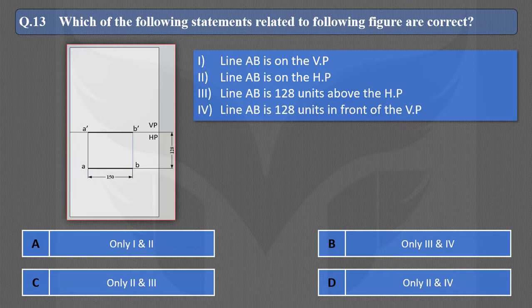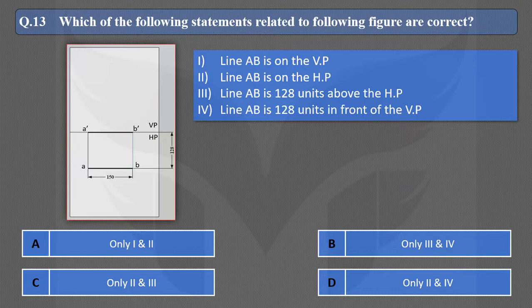Well, let's look at the front view first. Front view of the line appears on the XY reference line. Means the line is on the HP. So the second statement is correct. Now let's have a look at the top view of the line. And we can see that the line is 128 mm away from the XY reference line. Means the line is 128 mm in front of VP. So here the fourth statement is also correct.